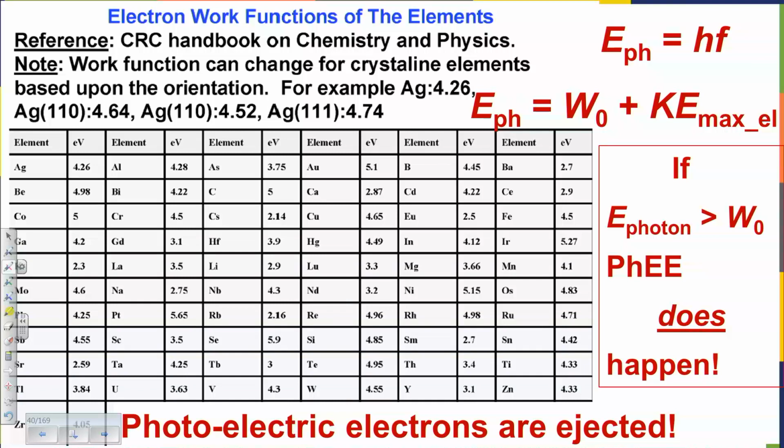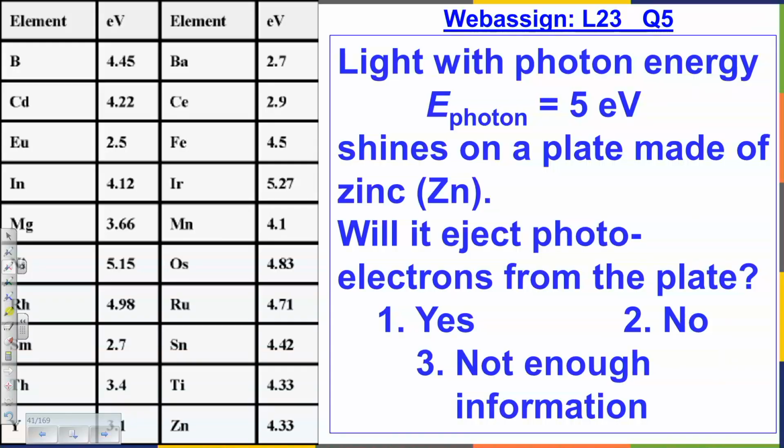Just an example of different work functions for many, many different materials. Of course, you can just Google any work function for any material. And the question, if you look at this table, let's say we have light shining on a zinc plate, and the photon energy is 5 electron volts. Should we or shouldn't we observe the electrons ejected by that light from the plate?